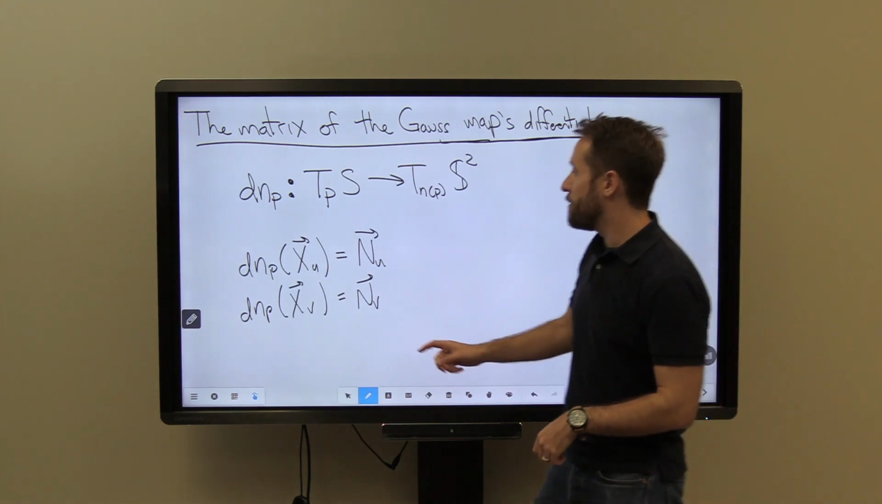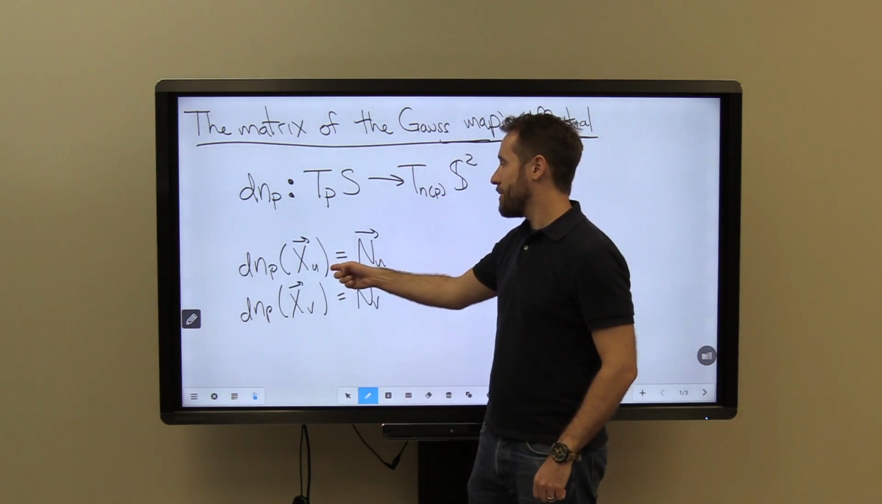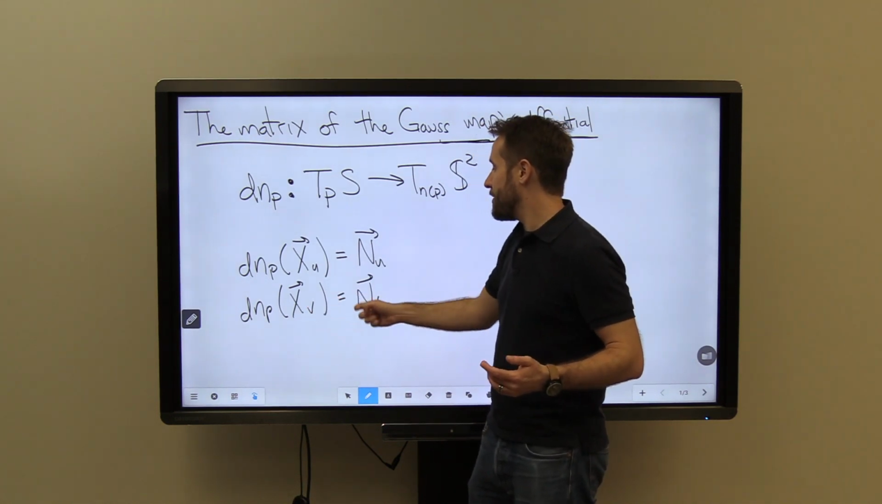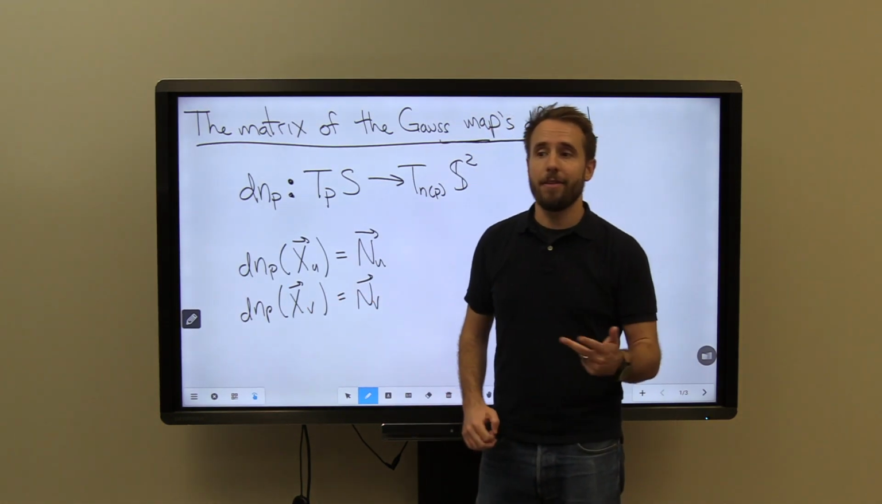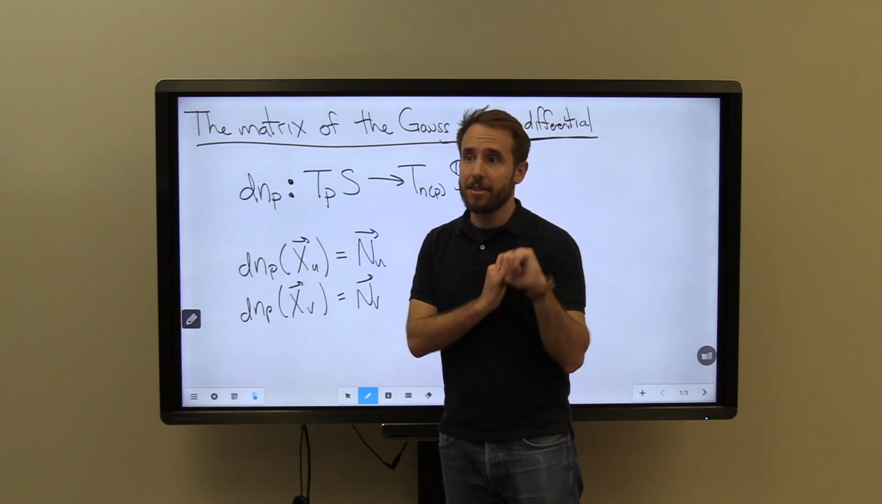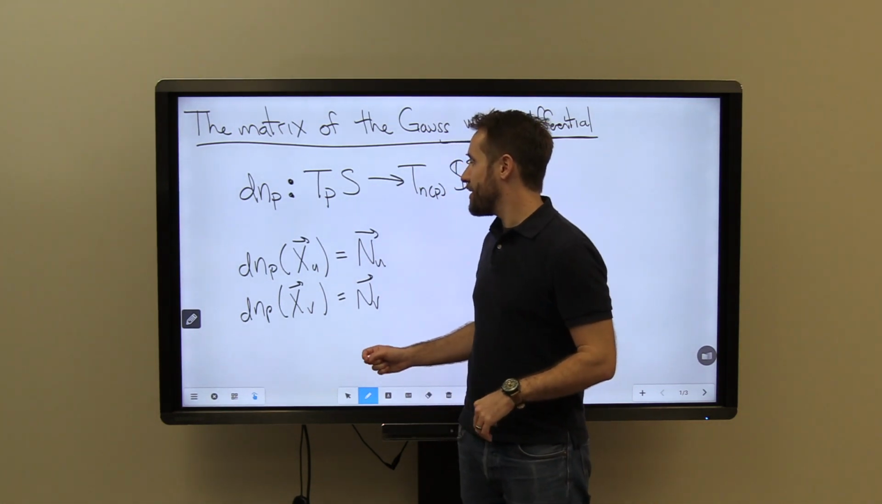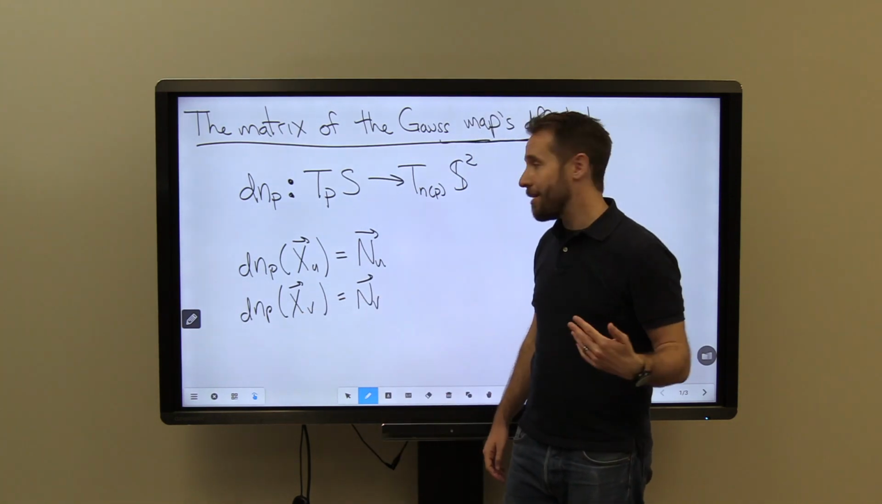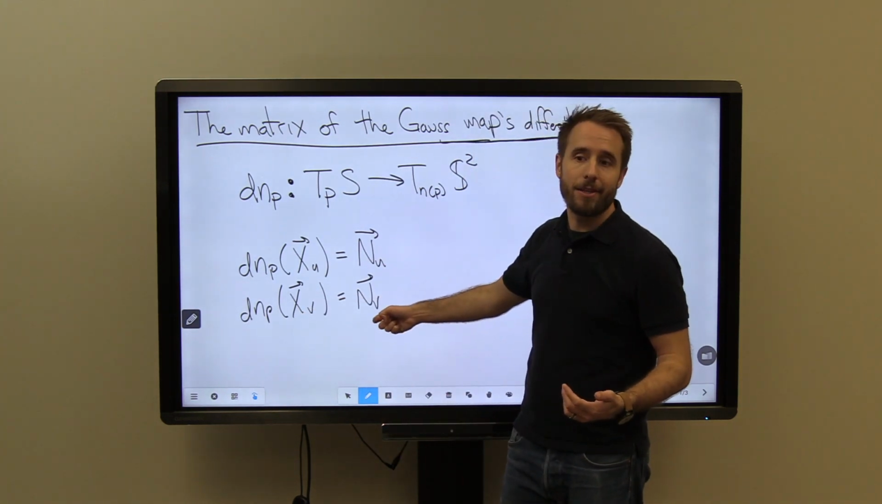We've used the fact that if you plug in the vector x sub u, you get n sub u. If you plug in the vector x sub v, you get n sub v. And finally, the fact that this differential is linear, right? So that linear combinations of xu and xv will get as outputs the same linear combinations involving nu and nv.